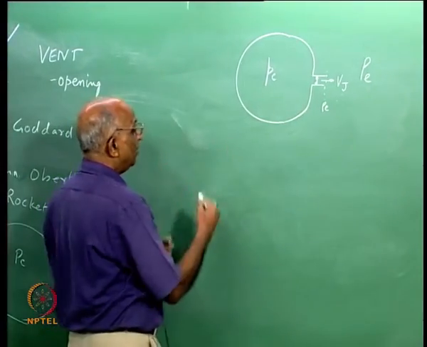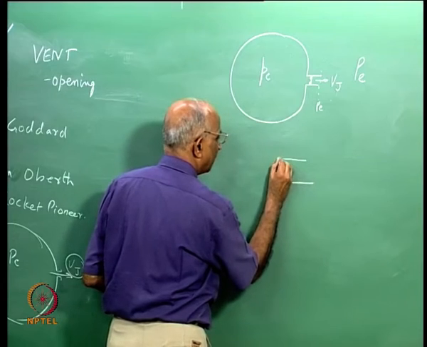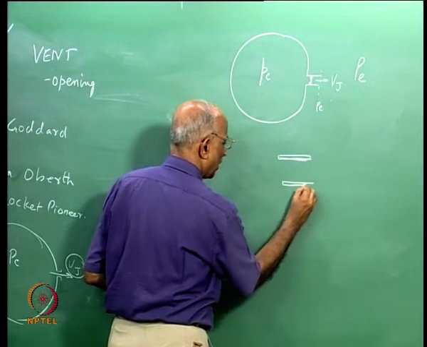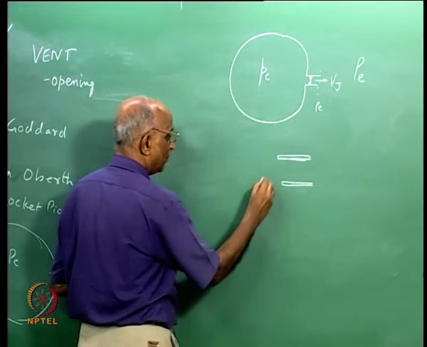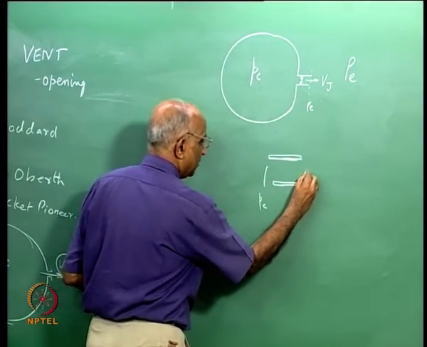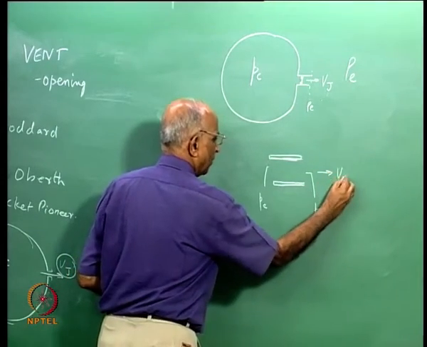Therefore, I deal with this problem. I am interested in this particular vent which has a shape. I do not know the shape. The shape I just showed you is something like this. Air enters at a pressure Pc, air leaves at a pressure Pe. I am interested in calculating the value of Vj.